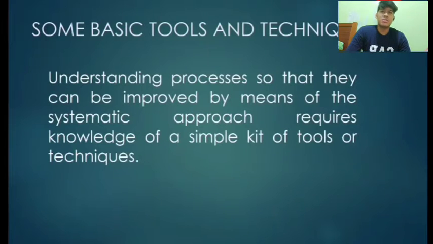So here are some basic tools and techniques for continuous improvement. So understanding processes so that they can be improved by means of the systematic approach requires knowledge of a simple kit of tools or techniques. So these are some basic tools and techniques. So first one, you have process flow charting.